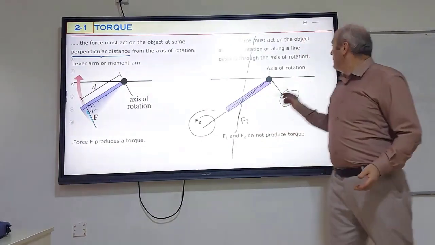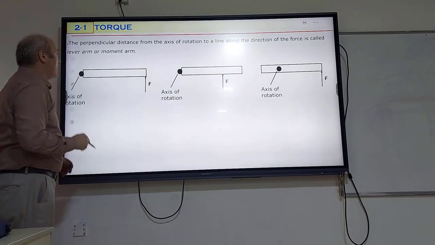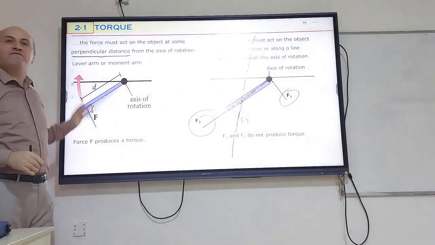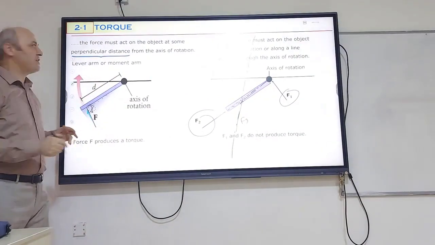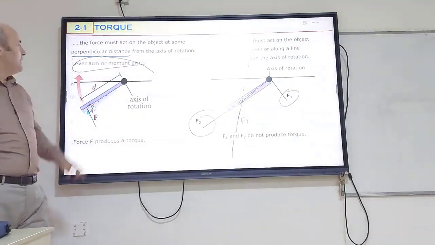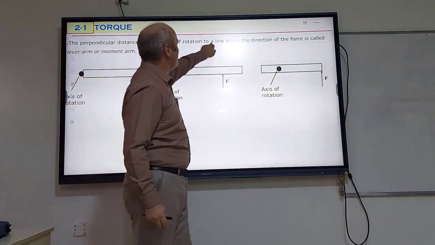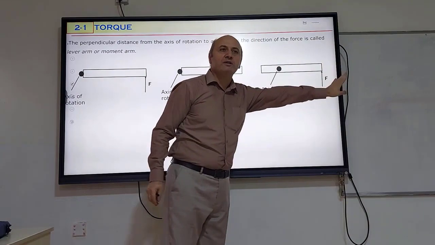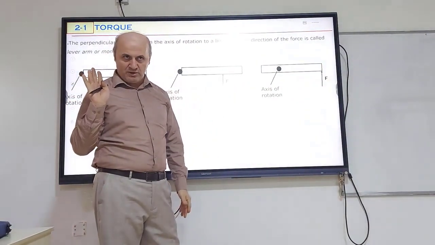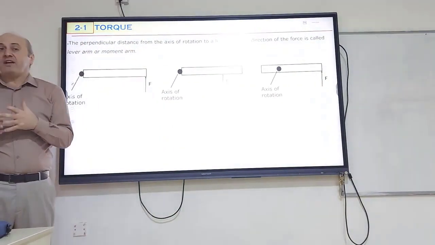Okay? Then, the perpendicular distance from the axis of rotation to the force is given by the lever arm. The perpendicular distance from the axis of rotation to a line along the direction of the force is called the lever arm. Remember this definition. According to that definition, I can draw a lever arm.